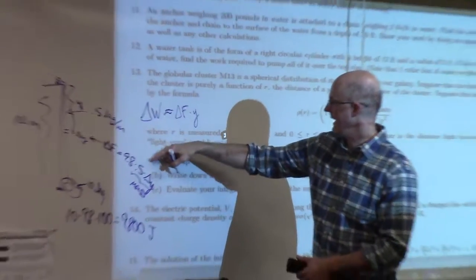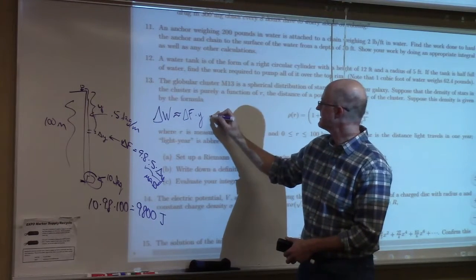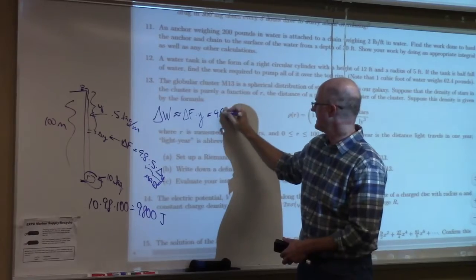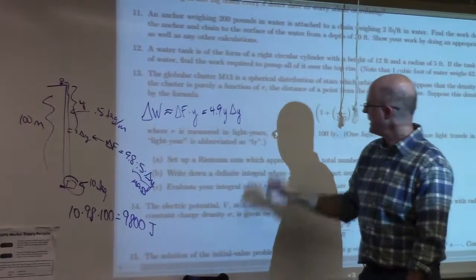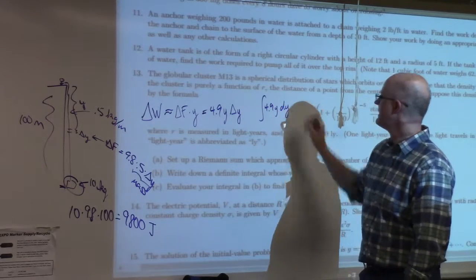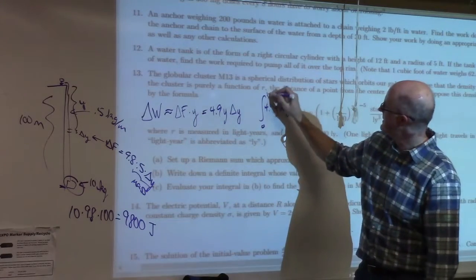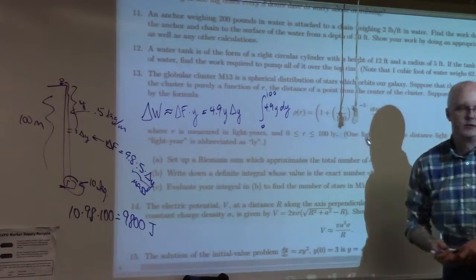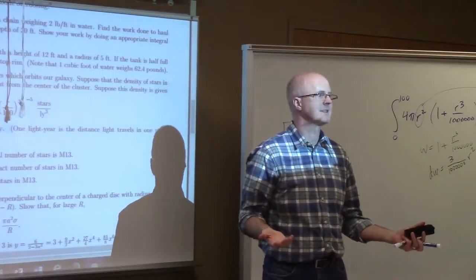Again, this is delta F right here. 9.8 times 0.5 would be 4.9. This would become 4.9 y delta y. And your integral would be then of 4.9 y. Integrating, y goes from 0 to 100. So this would give you the work done in joules for hauling the rope or the chain itself against gravity.